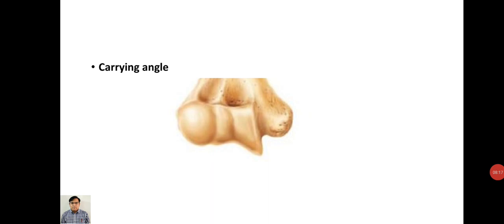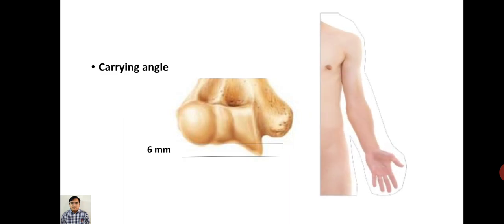The lower end of the capitulum is present slightly above the lower end of the trochlea, and the difference is about 6 mm. Because of this difference, the arm is slightly deviated laterally like this, and because of this, the long axis of the arm makes an angle with the long axis of the forearm. This angle is known as the carrying angle, and it is more in females to accommodate a larger pelvis.